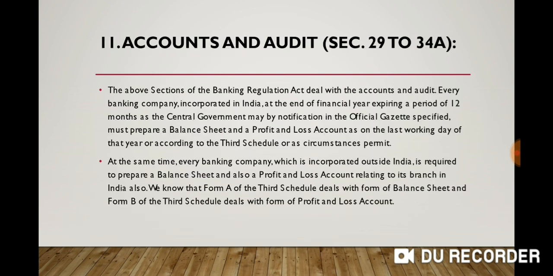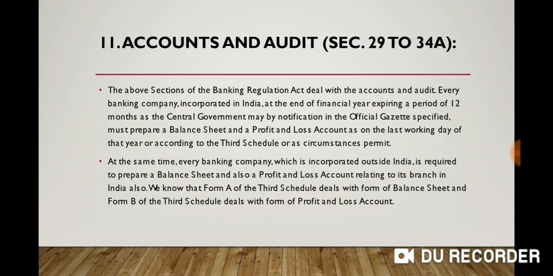11th. Accounts and audit. Section 29 to Section 34A. The above sections of the Banking Regulation Act deal with the accounts and audit. Every banking company incorporated in India, at the end of the financial year expiring a period of 12 months, as the central government may by notification in the official gazette specify, must prepare a balance sheet and a profit and loss account as on the last working day of that year, according to the third schedule or as circumstances permit.